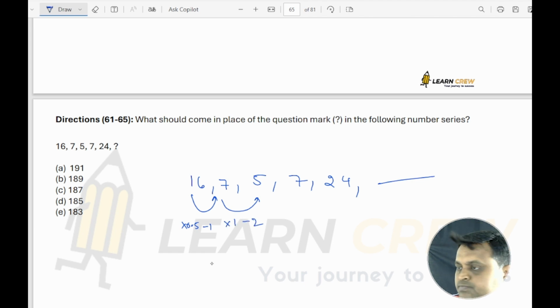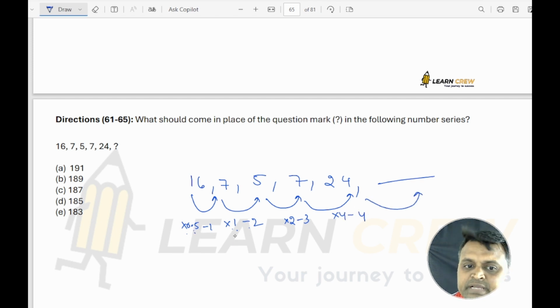7 minus 2. 0.5 becomes 1, this 1, this 2. So 0.5, 1. 5 into 2, 10 minus 3. 7 into 4, 28 minus 4. Similarly here, 0.5 becomes 1, 1 becomes 2, 2 becomes 4, means 4 has to become 8. Differences, after minus 1, 2, 3, 4, it has to be 5. 24 8s are 192. 192 minus 5 is 187. So the answer is 187.